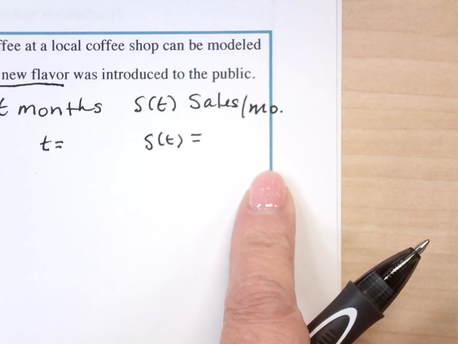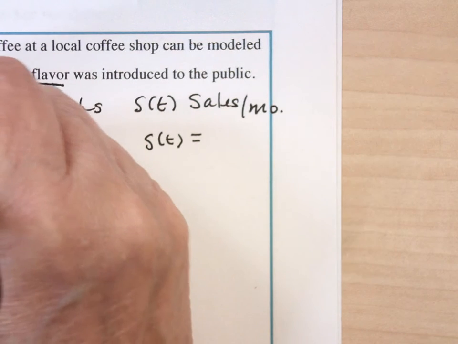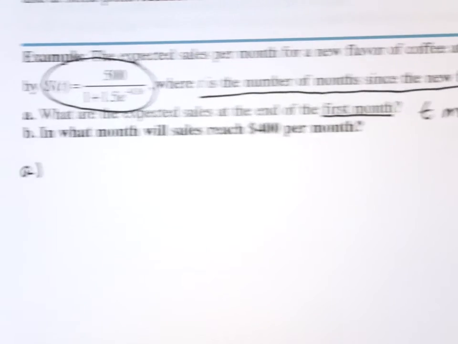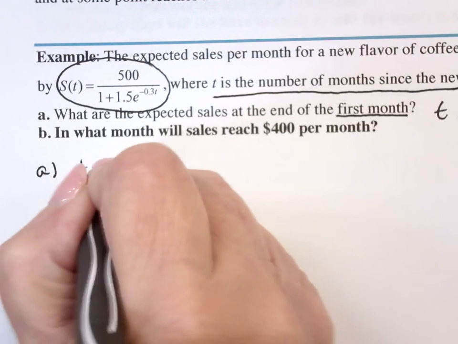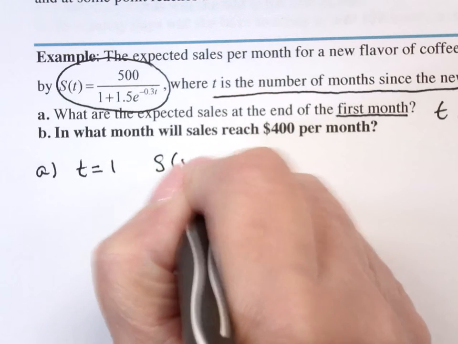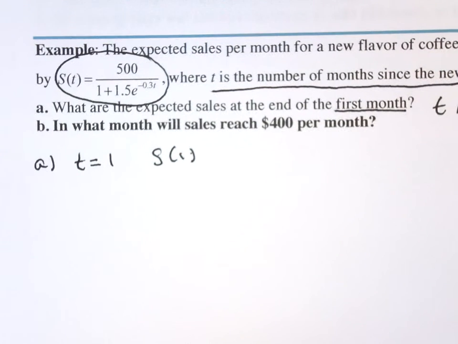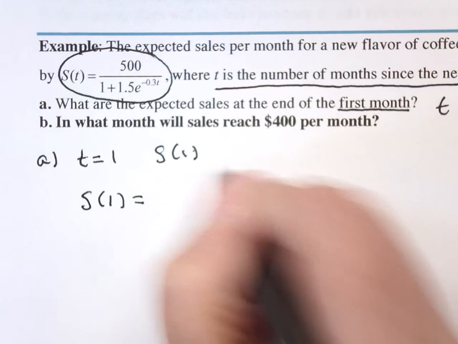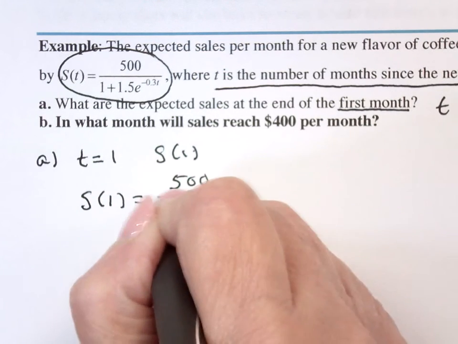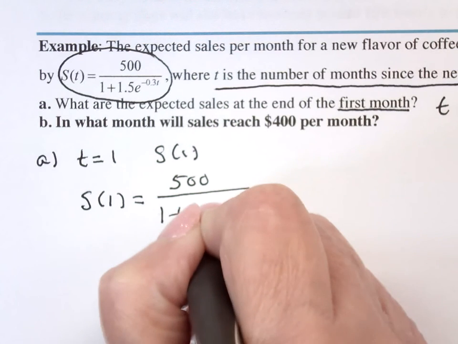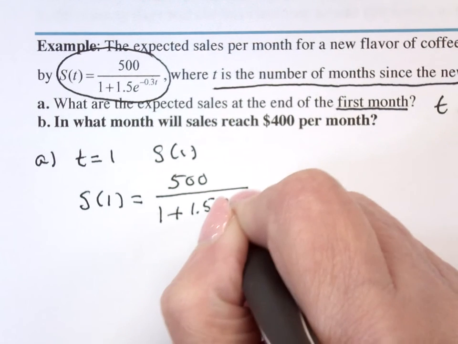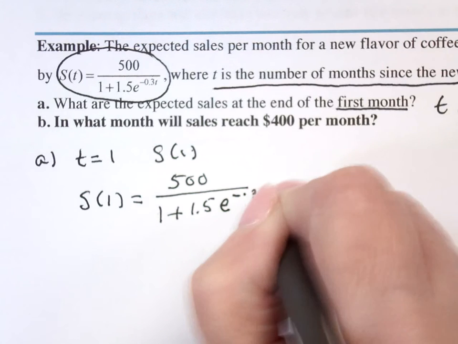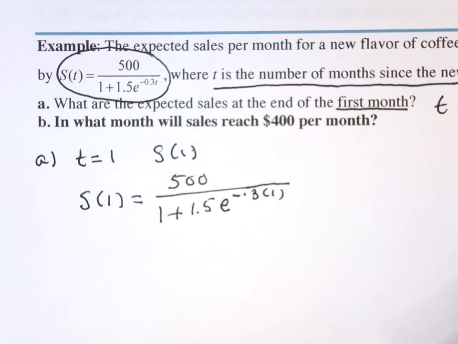But so it says at the end of the first month, part A is asking: I want to find S of T, the sales, when T equals 1. And I need to find S of 1. So that S of 1 is 500 divided by 1 plus 1.5 e to the negative 0.3 times 1. And now it's a plug and chug.